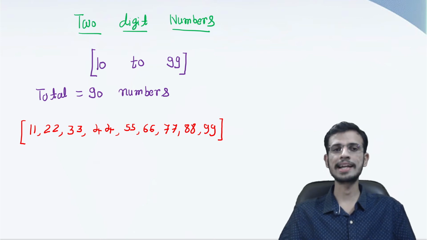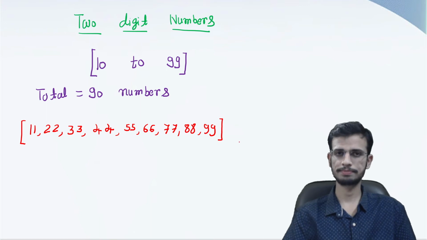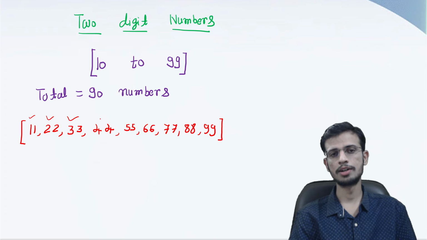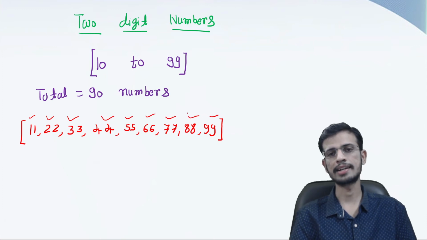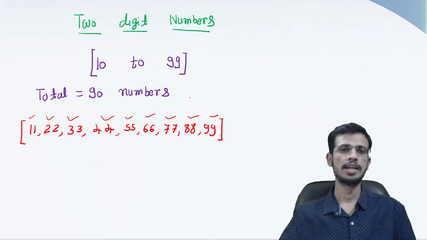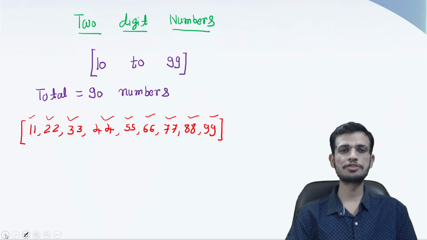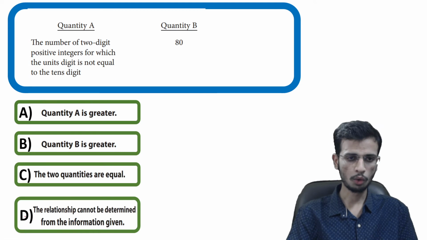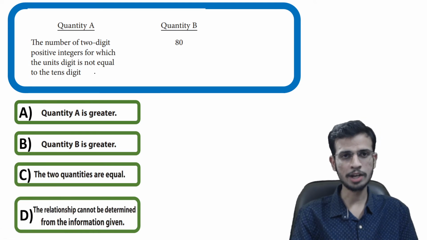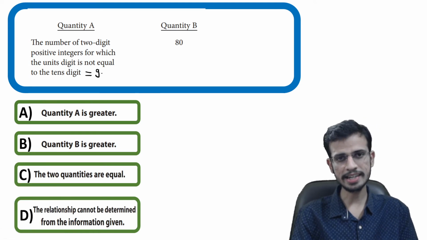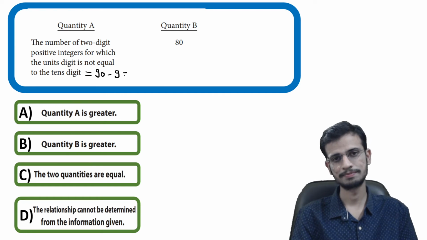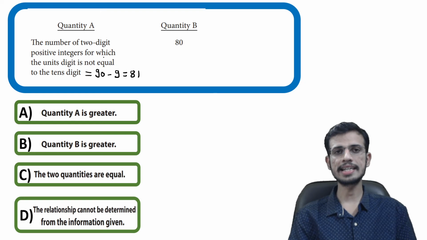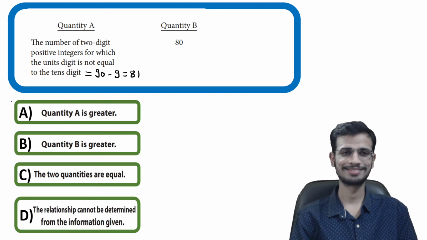From 11 to 99. Right? These are 9 numbers. Yes or no? First, second, third, fourth, fifth, sixth, seventh, eighth, 9. Right? 1 to 9, that is 9. So we have to subtract these 9 numbers from 90 two-digit numbers. So quantity A will be equal to 90 minus 9, 81, right? So quantity A is greater than quantity B.